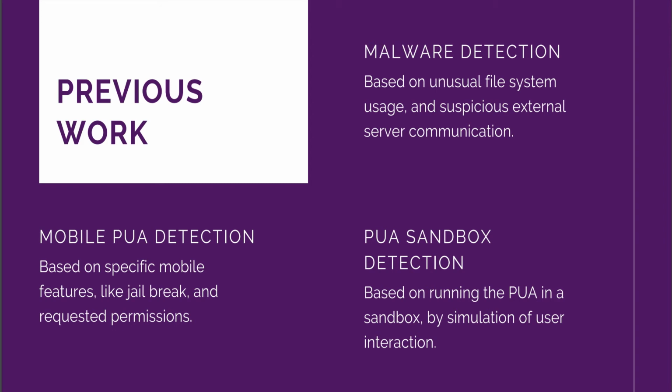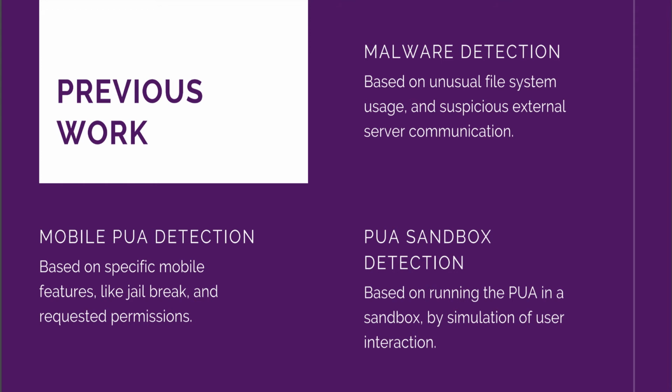Okay, let's discuss previous work done until today. We have mobile PUA detection. This is based on specific mobile features like jailbreaking and specific mobile requested permissions. This is very different from the feature detection which will help distinguish the PUA from benign applications in Windows or any other non-mobile operating systems.